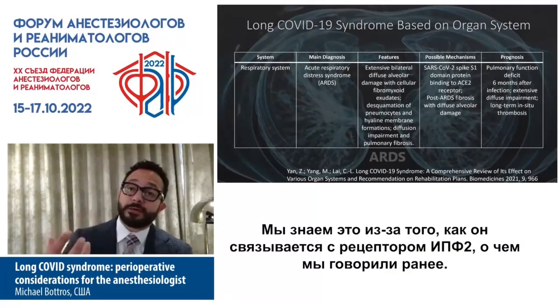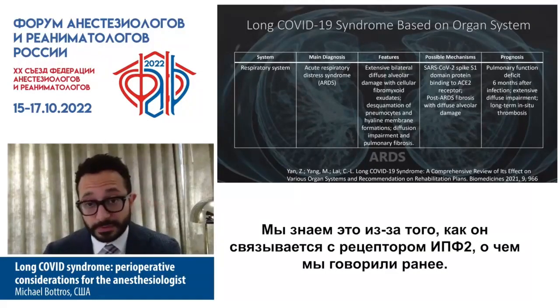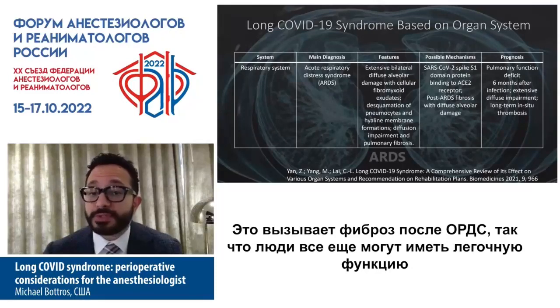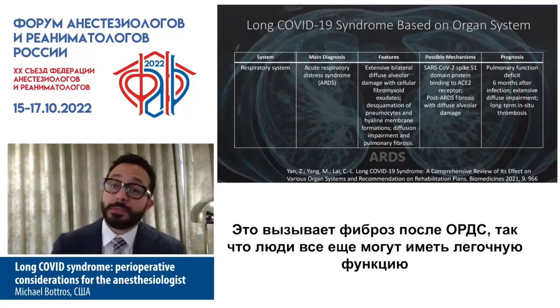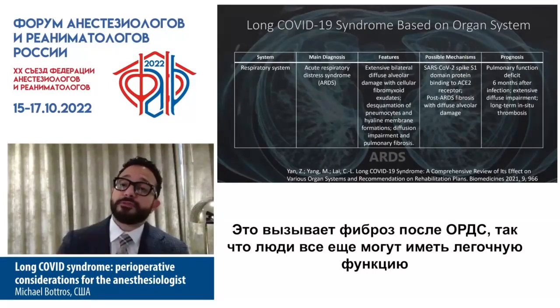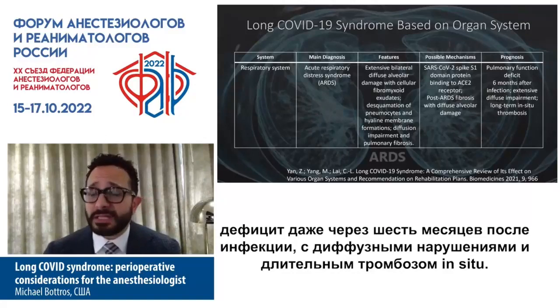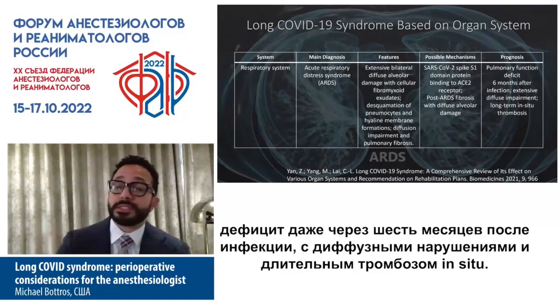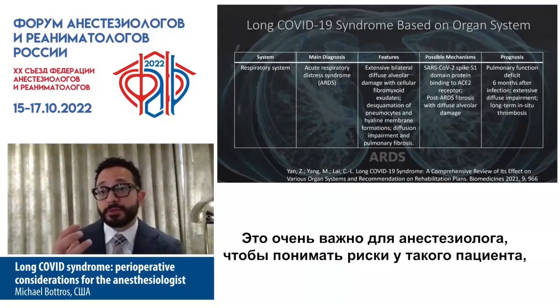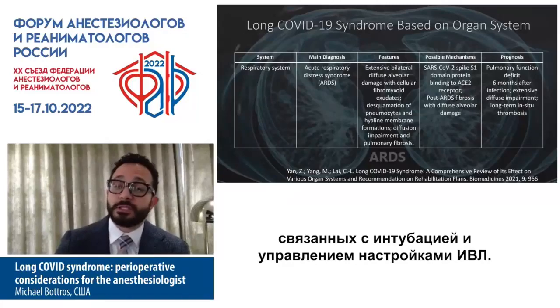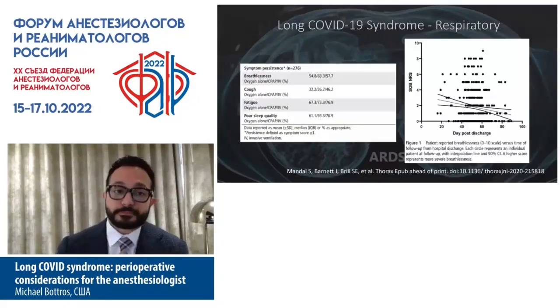We know this because of how it binds to the ACE2 receptor, like we talked about earlier, and it causes that post-ARDS fibrosis. So people can still have pulmonary function deficits even 6 months after the infection, with diffuse impairment and long-term in situ thrombosis. This is very important as an anesthesiologist to understand the risks associated with intubation and ventilator management.